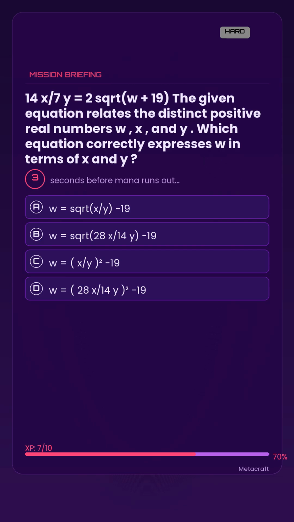14x divided by 7y equals 2 square root of w, plus 19. The given equation relates the distinct positive real numbers w, x, and y. Which equation correctly expresses w in terms of x and y?